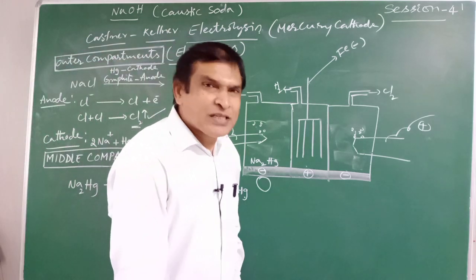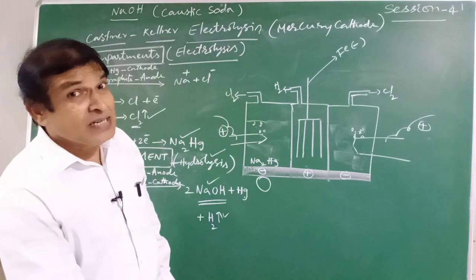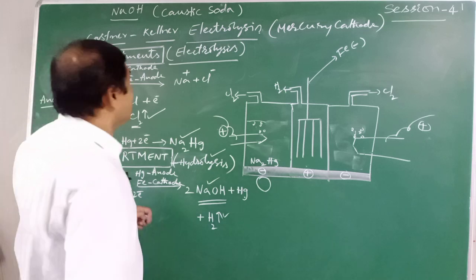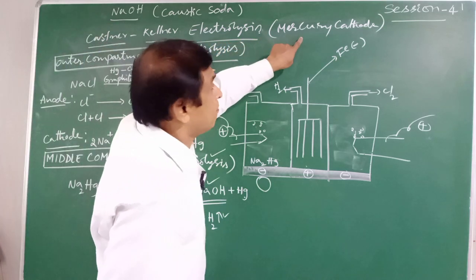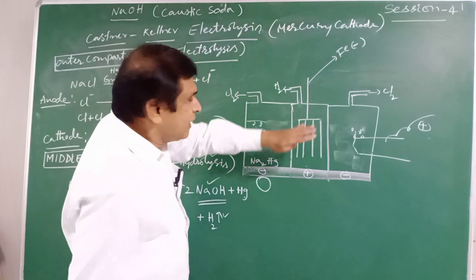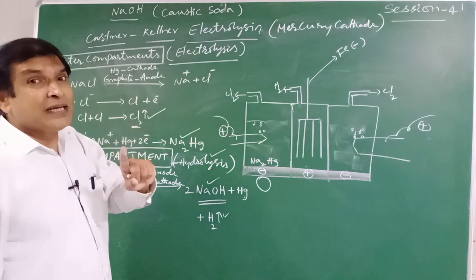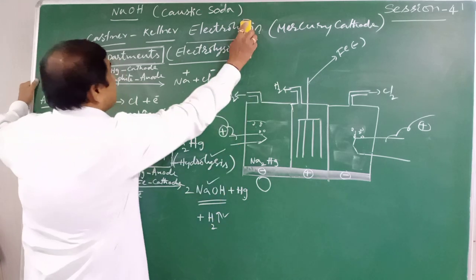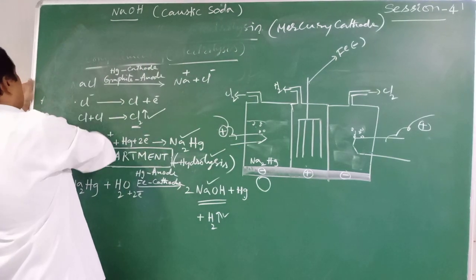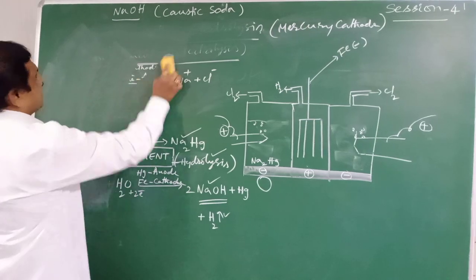Okay, the next process is Nelson's electrolysis method. So this is the Kastner-Kellner process, or it is also called the mercury cathode process. In this process mercury is acting as an intermediate electrode. That is the point, it is important for objective exam. Next method is Nelson's electrolysis method.